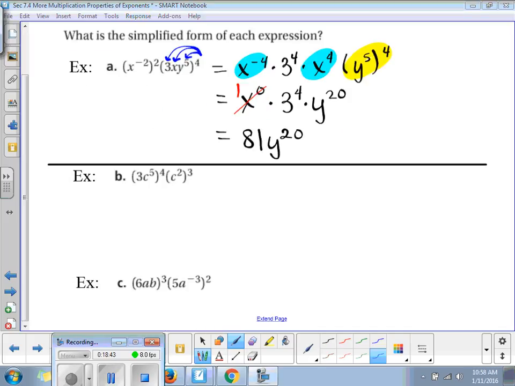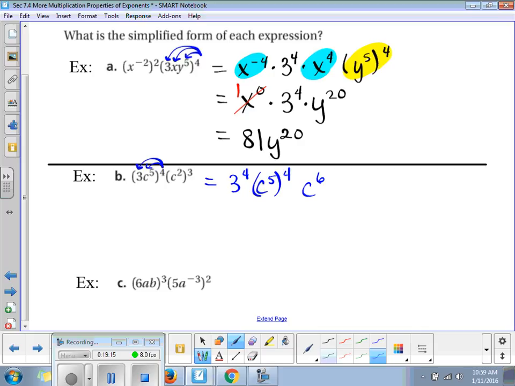So for this one, for letter B, we're going to apply that 4 to everything inside the parentheses, and we're going to multiply those powers. So we end up with 3 to the 4th, c to the 5th to the 4th, times c to the 2 times 3, which is c to the 6th.